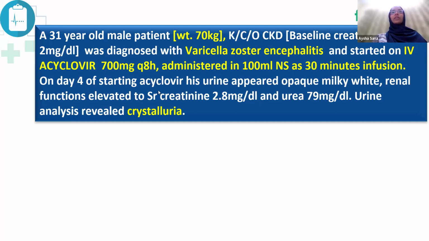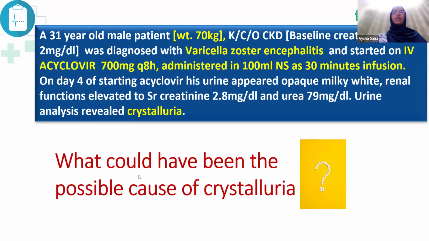On day 4 of starting acyclovir, the urine appeared opaque, milky white, renal functions elevated to serum creatinine of 2.8 and urea to 79, and the urine analysis revealed crystalluria. What could have been the possible cause of crystalluria for this patient?